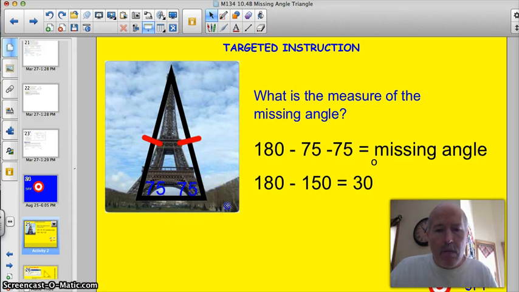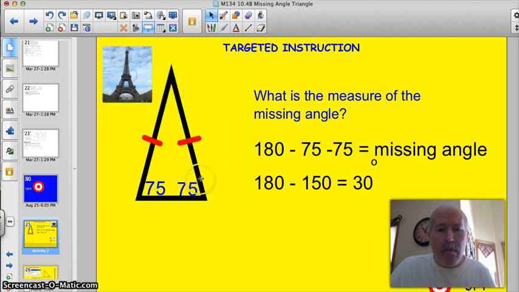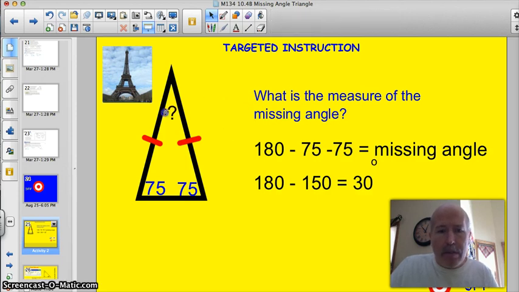So now that you can see where I got my triangle, I'm just going to minimize this so we can see the triangle better. So we have 75 degrees and we have 75 degrees. And we've got one angle that's missing here, and I can stick a question mark in there if you'd like. And we need to find out what that angle is.